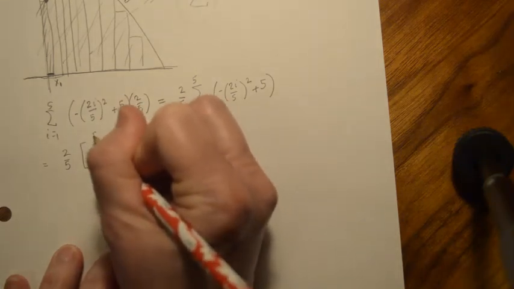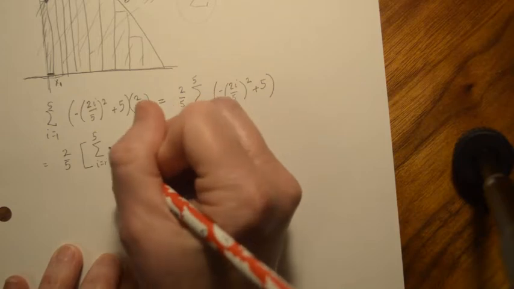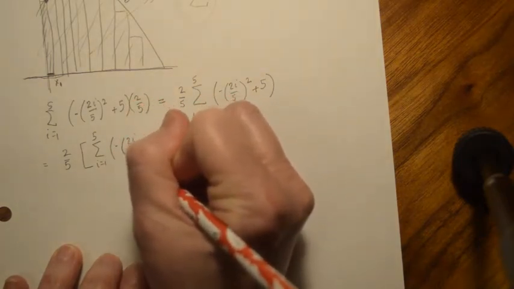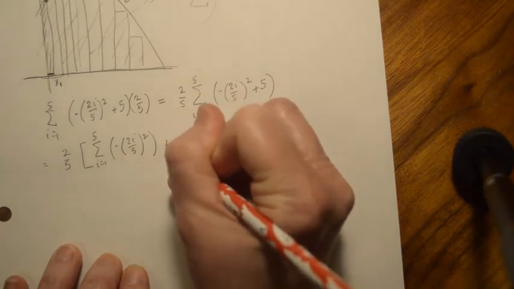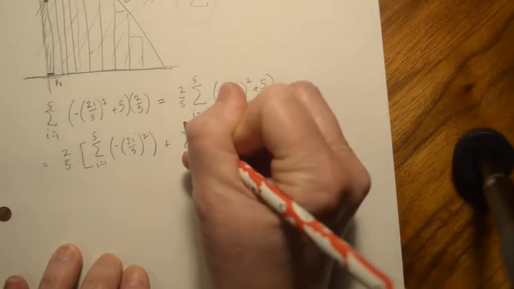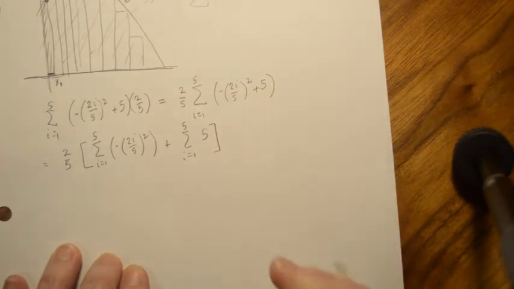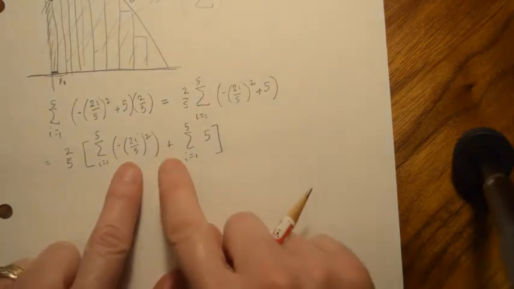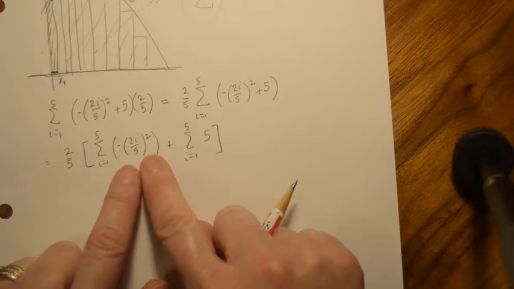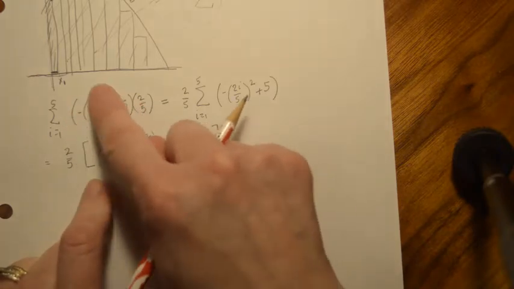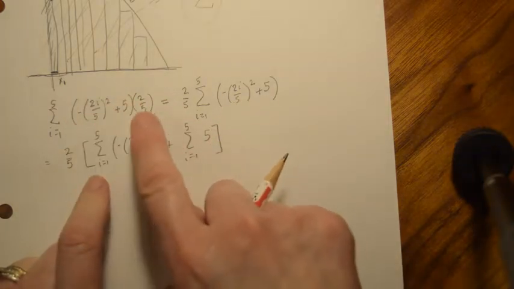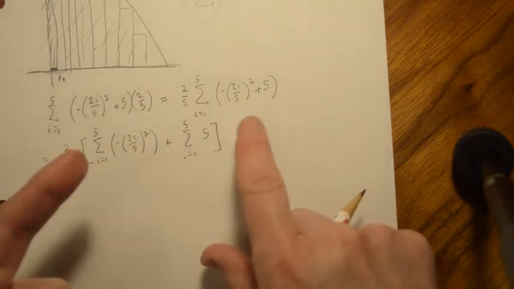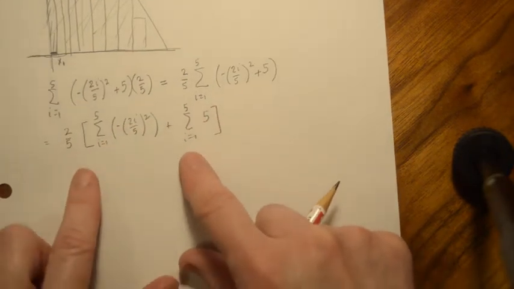Summation i equals 1 to 5 of negative 2i over 5 squared, plus summation i equals 1 to 5 of 5. All right, again, that part's going to be easy. Let's just clean this up a little bit. You can do these steps in different orders than I did. Maybe you want to simplify that first and then pull the 2/5 out front, and then break it apart. I chose to do it in a different order. It really doesn't matter at this point.